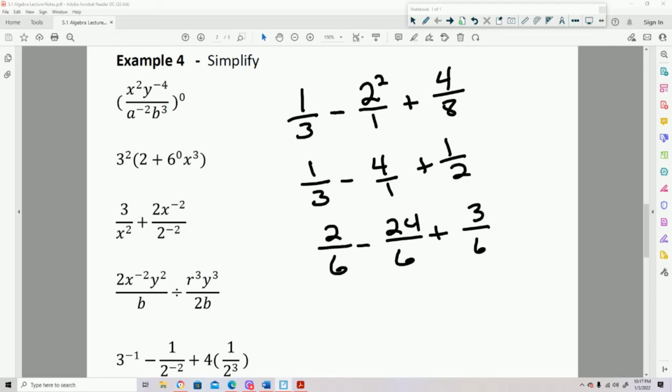2 times 3 is 6, so 3 times 1 is 3. Okay, so I have a positive 2 and a positive 3. That's a positive 5. And I have a negative 24. That's going to give me a negative 19 over 6. Again, positive 2, positive 3, positive 5, negative 24. That gives me negative 19 over 6. Now that's going to be negative 3 and 1/6. And that is our final answer. Yeah, that was a bit sticky, but we made it through.